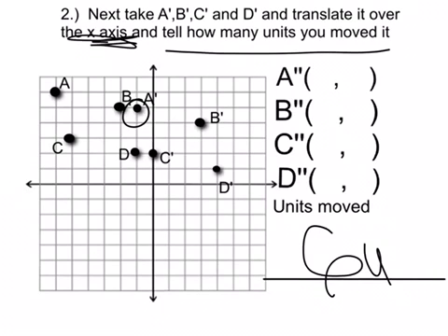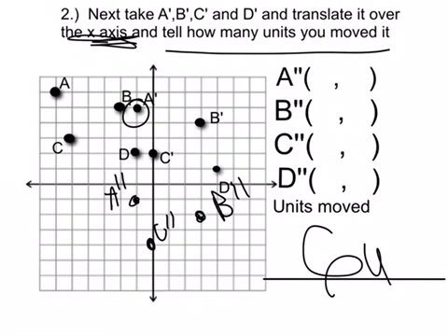So for A, 1, 2, 3, 4, 5, 6. That's going to end up right there, and that's going to be A double prime, or however you want to say it. And then for B prime, we're going to move it down 6. So it's going to end up right here, and that's going to be B double prime. And then same for C, 1, 2, 3, 4, 5, 6, and it's going to end up right there. C double prime. And also B, that's going to end up right there, 1, 2, 3, 4, 5, 6.